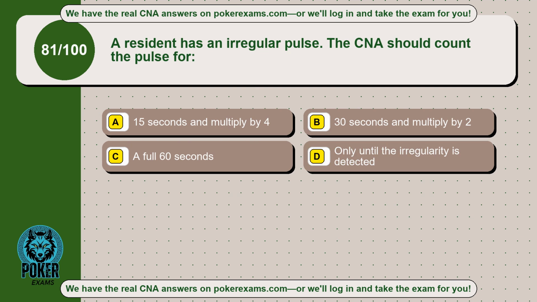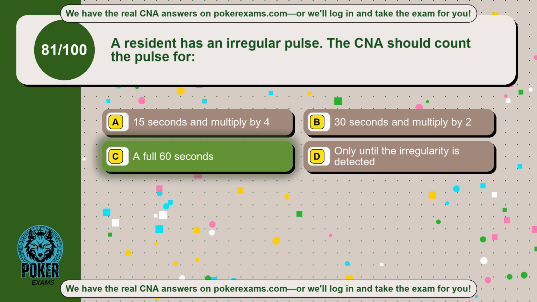Question 81. A resident has an irregular pulse. The CNA should count the pulse for Option A, 15 seconds and multiply by 4. Option B, 30 seconds and multiply by 2. Option C, a full 60 seconds. Option D, only until the irregularity is detected.